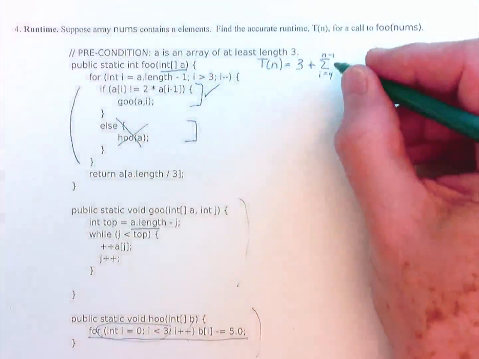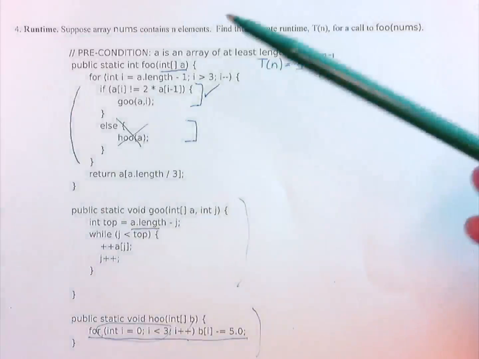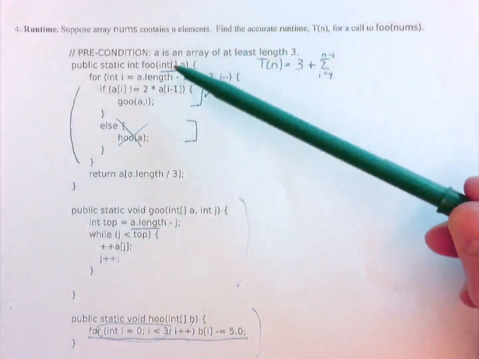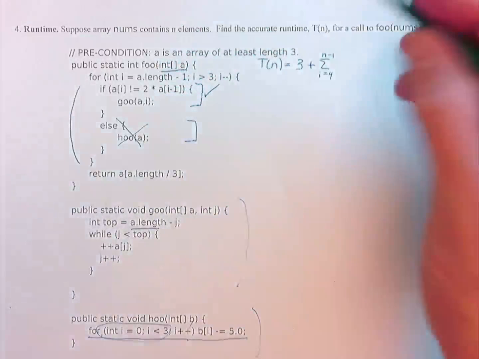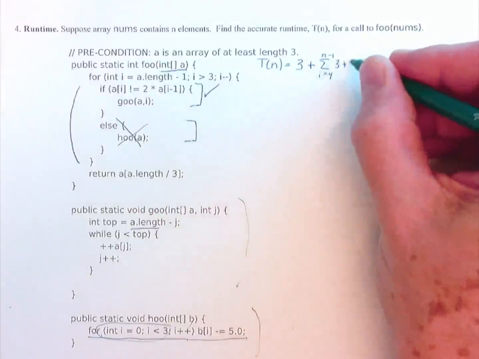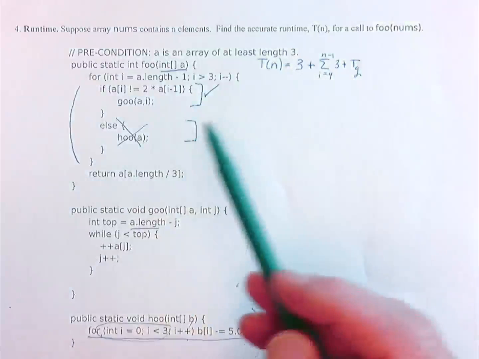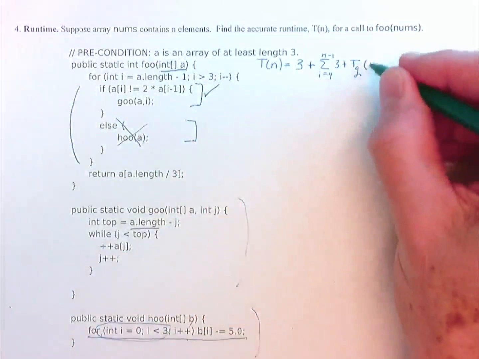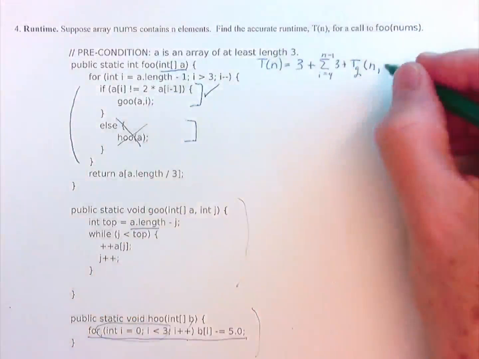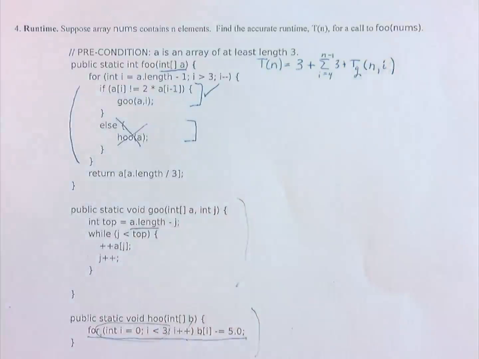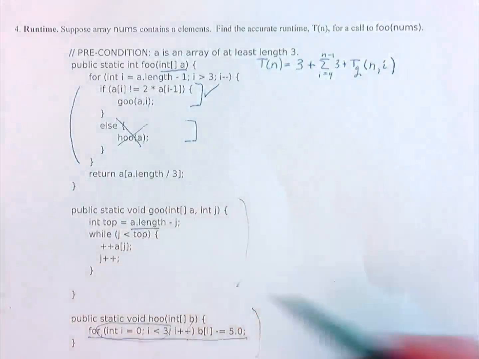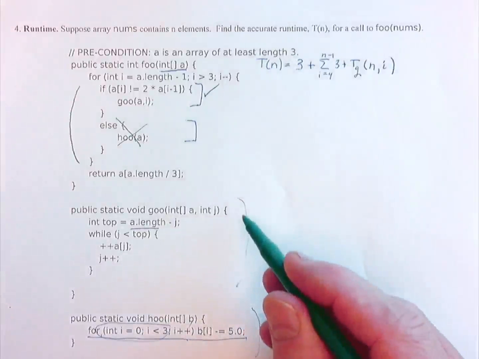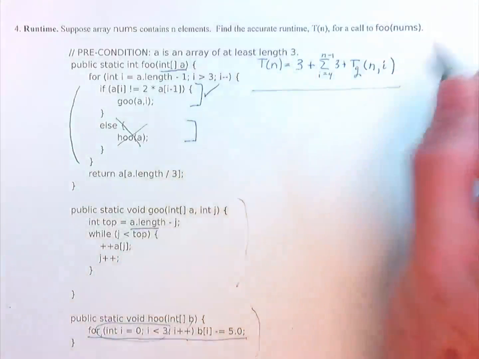So as I said, we've got this runtime in the loop, and in there, what's going on is 1, 2, 3, and then the call to goo, which I'll call t sub g. The call to goo depends on two things, both the length of the array n and this parameter i. So that's my complete runtime right here. Now I just want to figure out what my t sub g is. So I'll go all the way down here and figure that out. But I'll write it up here.